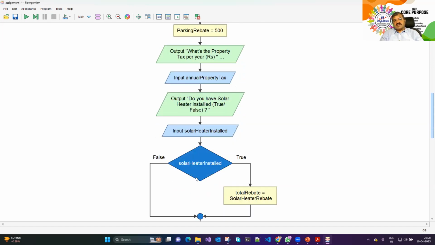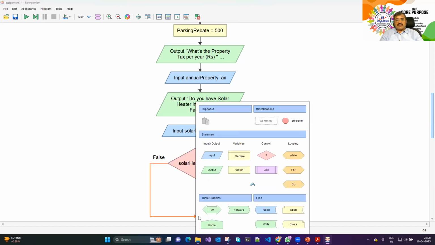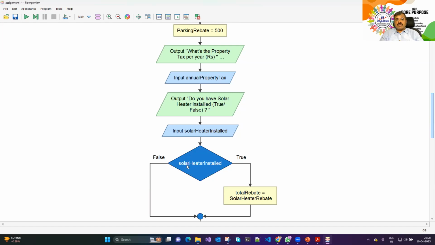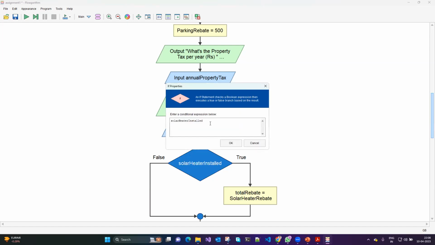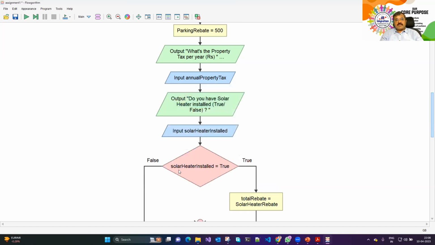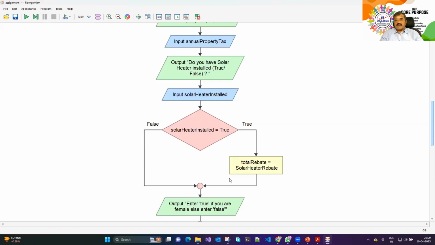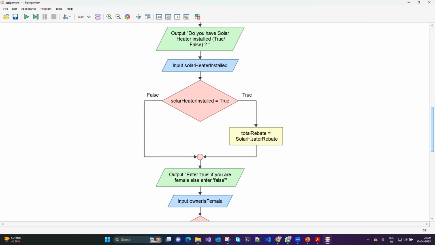Here, although this is going to work, solar heater installed is a Boolean variable. If it is true, it will go this side. If it's false, it will come here. But I still recommend you to write in this fashion: is solar heater installed equal to true. That will just make it more readable. So solar heater installed equal to true. If true then here, if false then here. Sir, double equals? Double equals.